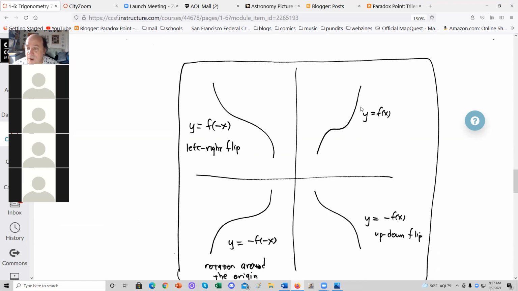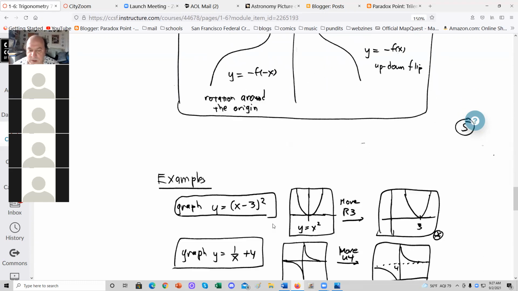If this is the graph of y equals f of x, then y equals negative f of x flips up for down like that. Here's f of negative x, which flips left for right like that. And if you do both, y equals negative f of negative x, well, that flips it left for right and up for down, and that's the same as a 180-degree turn. It's a rotation around the origin.